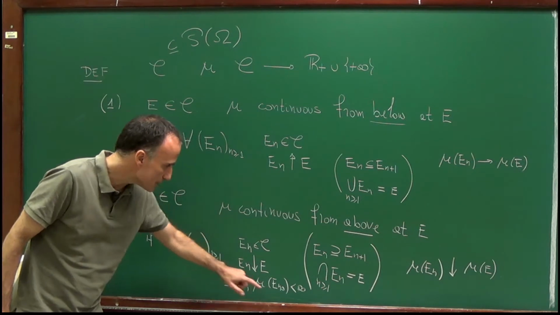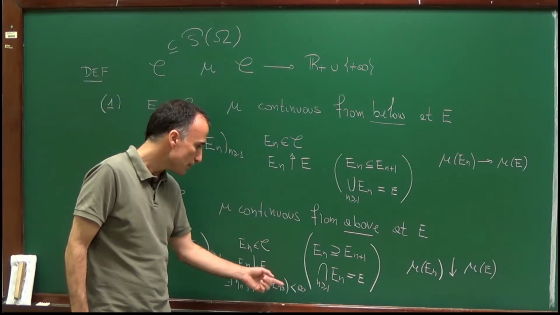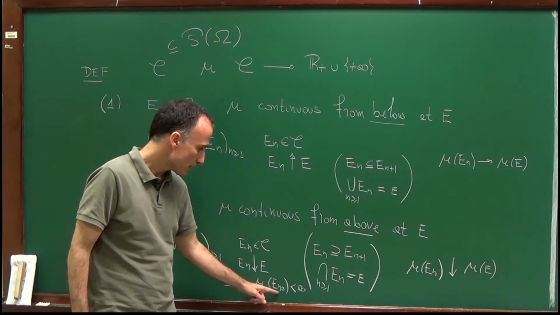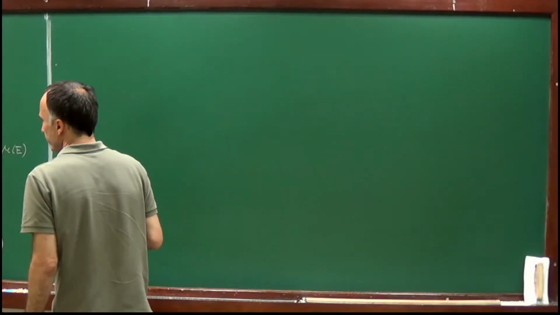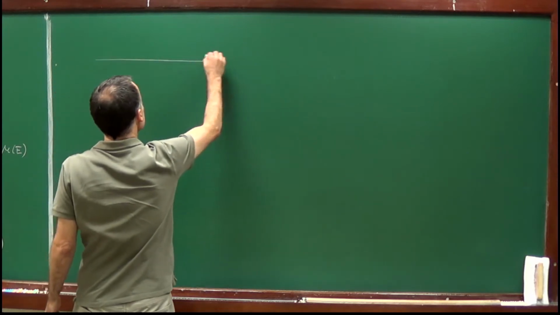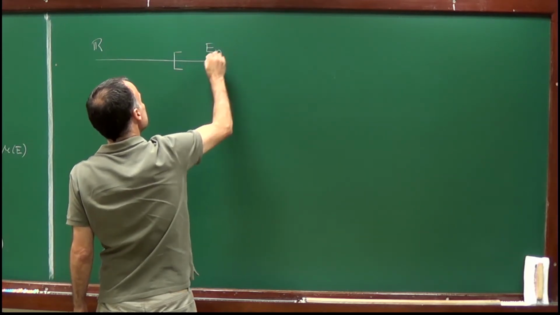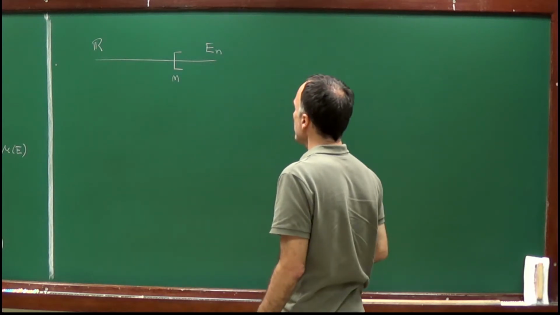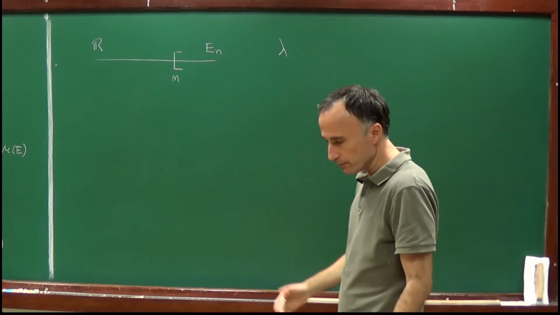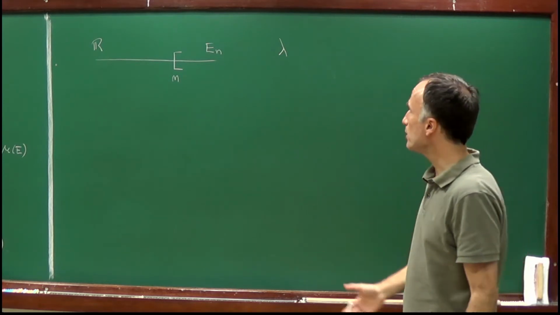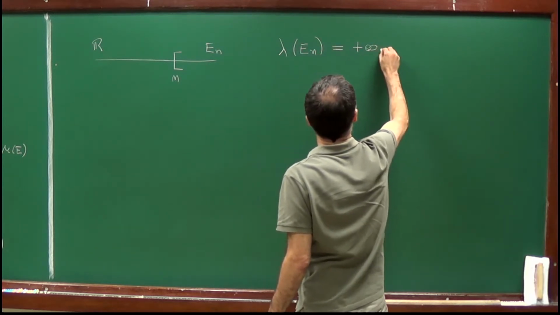Well, let me comment on this condition. So we require here that there exists an n0, starting from which the sets En all have finite measures. And this is very easy to understand. So let's take the line. Let's consider the set En to be, say, the semi-infinite interval at n. Let me represent by lambda what will be later the measure which we will construct extending the notion of length. So it's clear that we want lambda of En to be plus infinity for any n.